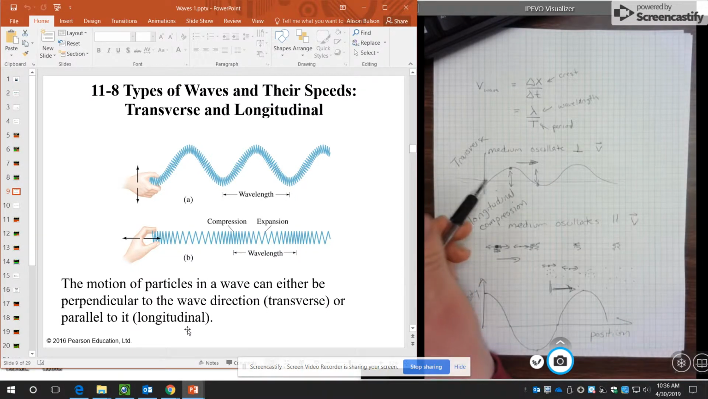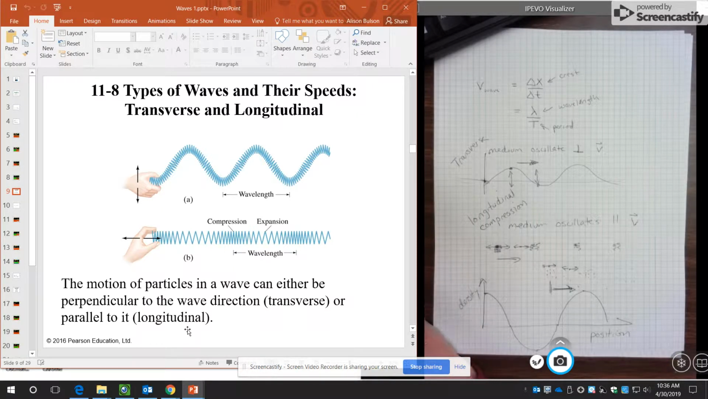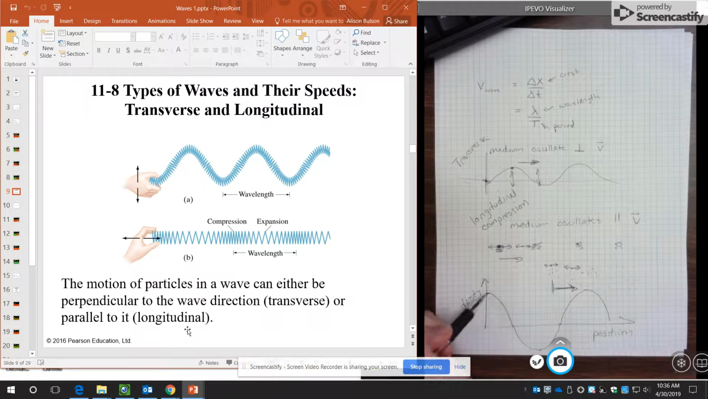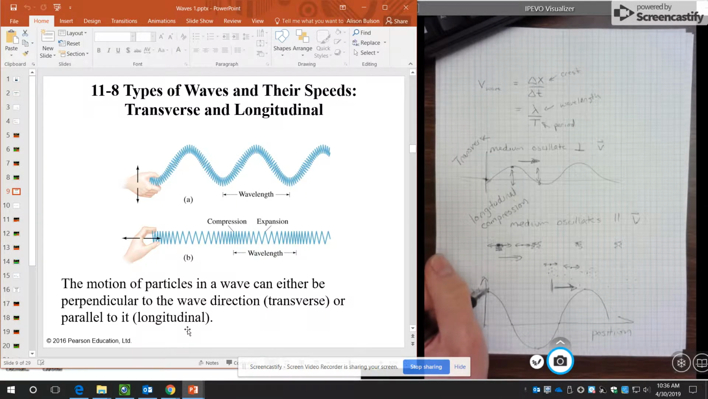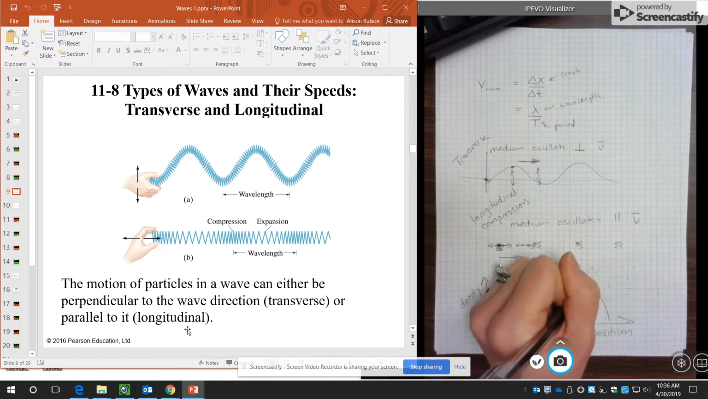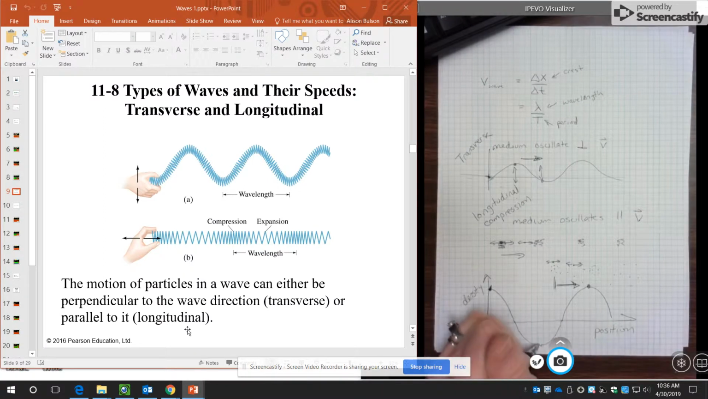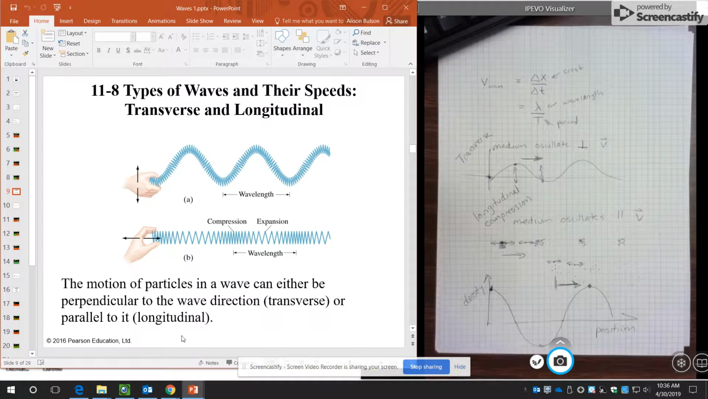It's easier to see the sinusoidal nature in a transverse wave than in a longitudinal wave, but a longitudinal wave still does have amplitude, wavelength, and all of the other features. It's just only apparent in a graph of density. So the amplitude is the amount of compression from equilibrium or the amount of expansion from equilibrium. The wavelength is the distance from maximum compression to the next maximum compression, or maximum expansion to the next maximum expansion.